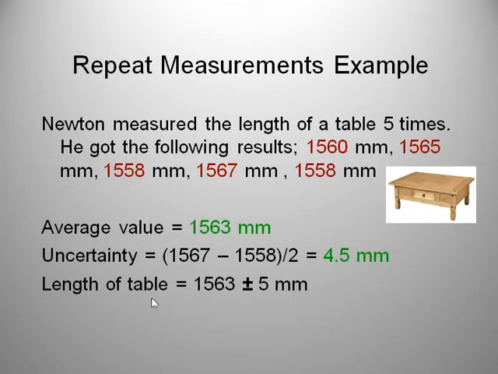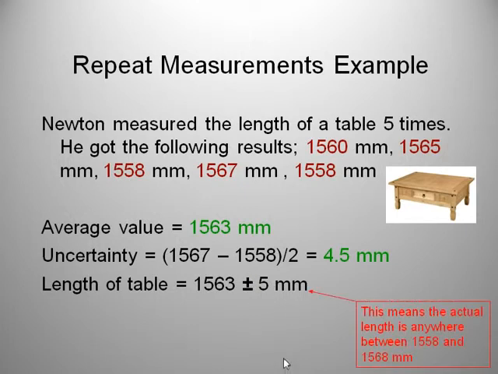So we would subtract those two, find that range, divide by 2, and you get 4.5 millimeters. So we report the length of the table to be our average, 1563, plus or minus, remember we must have one significant figure here, 5 millimeters. So this means that the true result could be anywhere within that range of 1558 to 68.